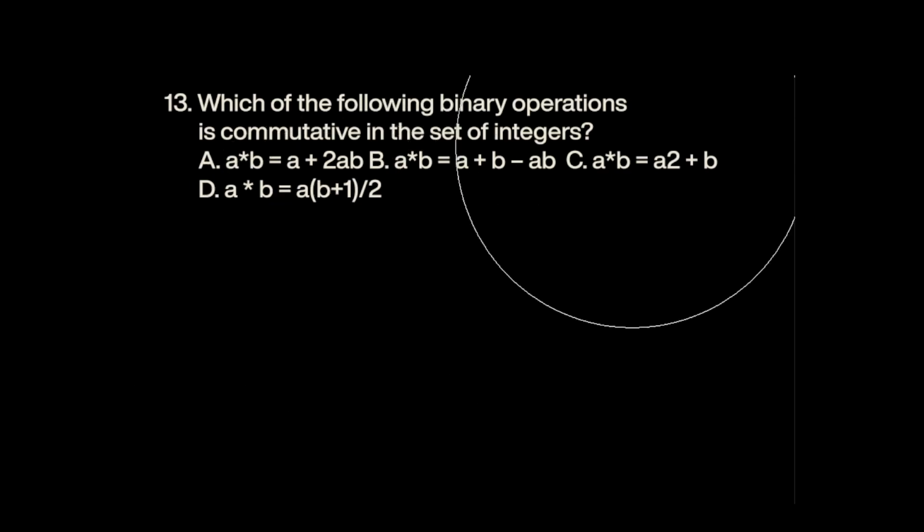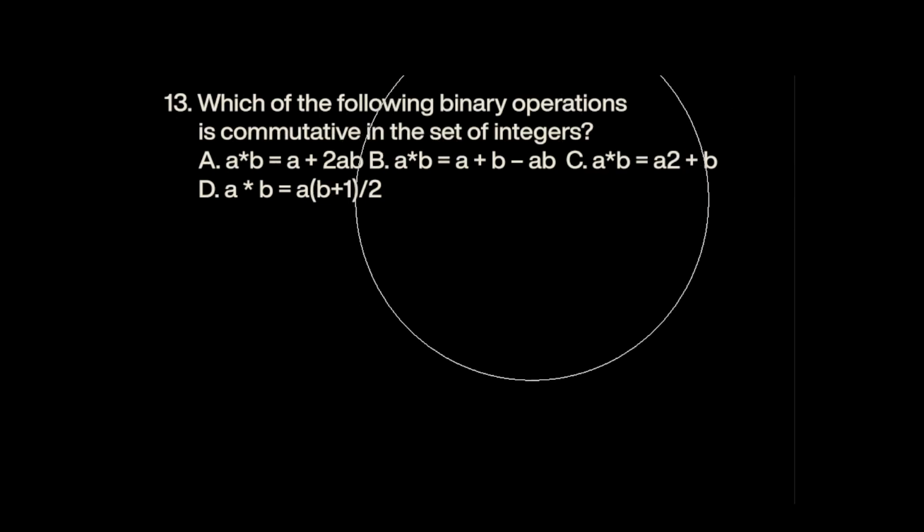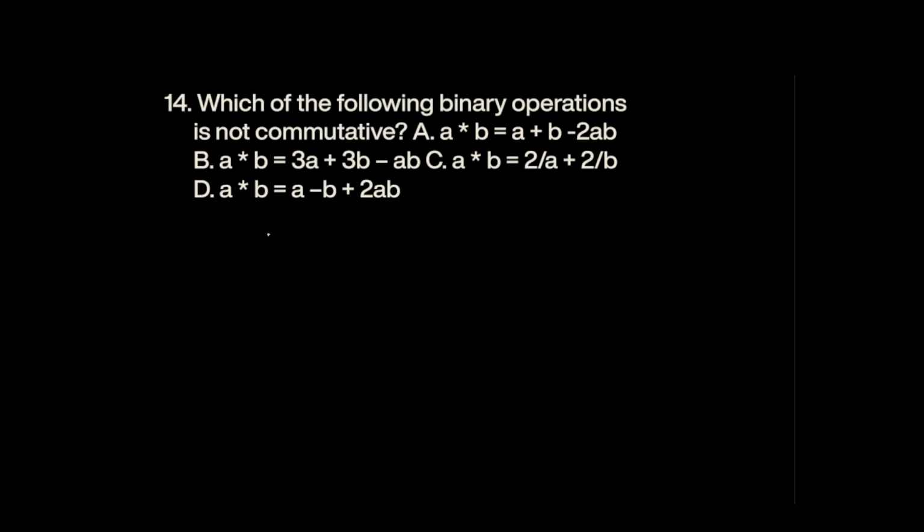So let's move to the next question, still under the algebraic law. The next question says, which of the following binary operations is not commutative? Which of the following binary operations is not commutative? Okay, it's different from the one we solved now. I thought it's the same thing.